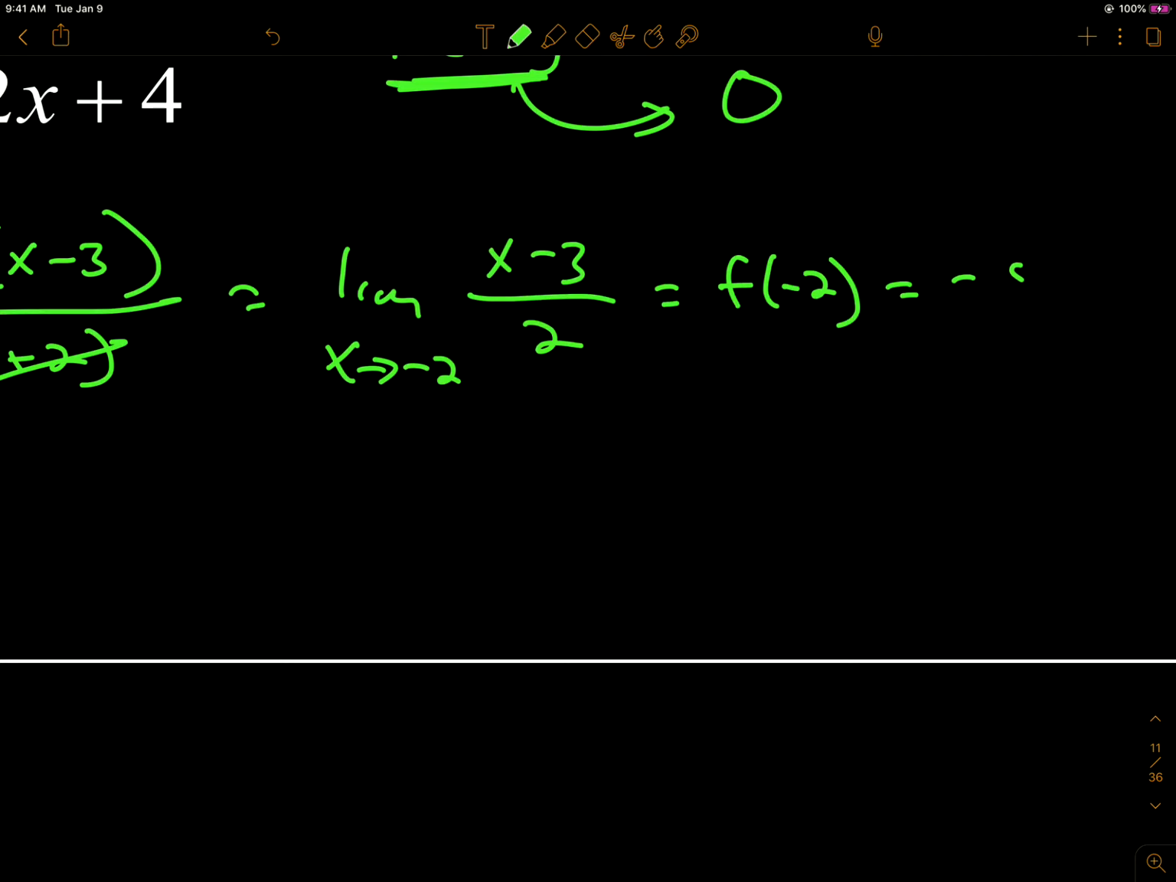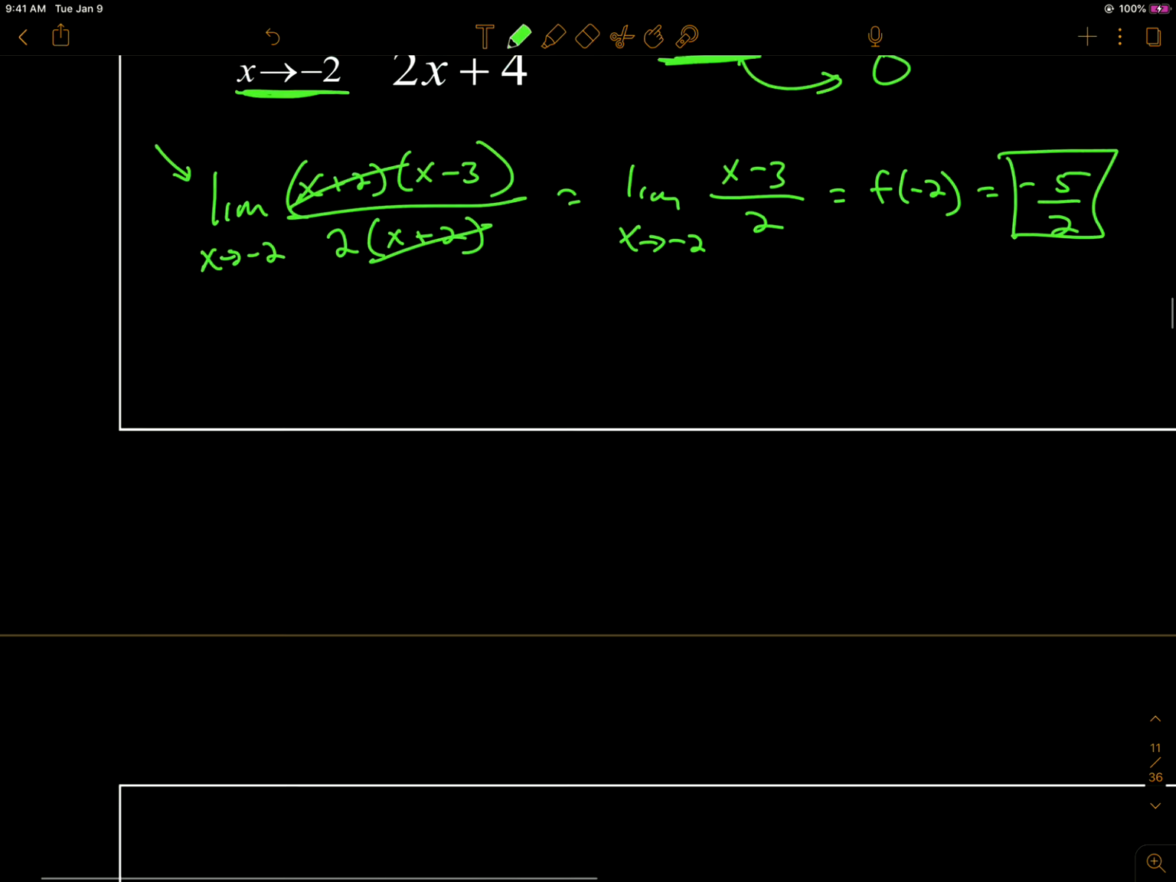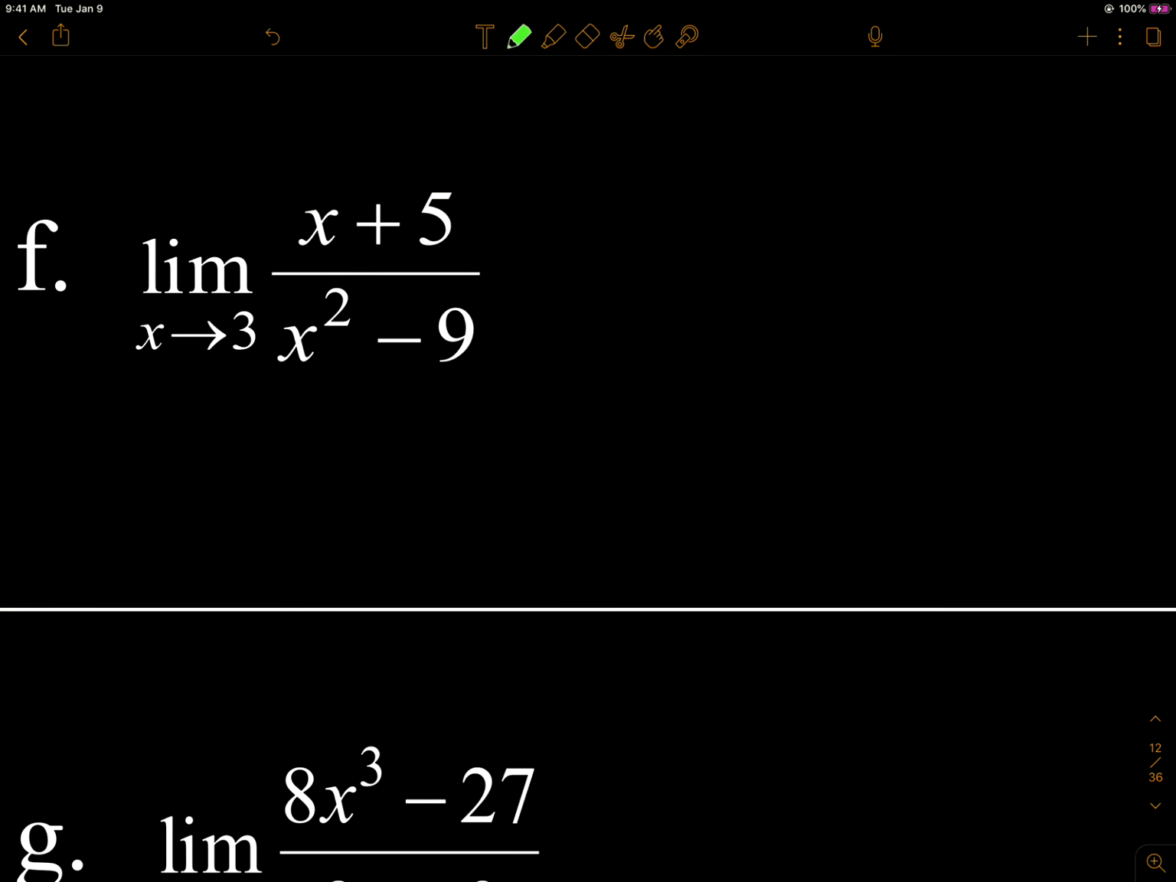And what do I get? A negative 5 over 2. That's our limit. So this was the first one where direct substitution did not work, and we did our factor method to simplify and get our agreeable function.